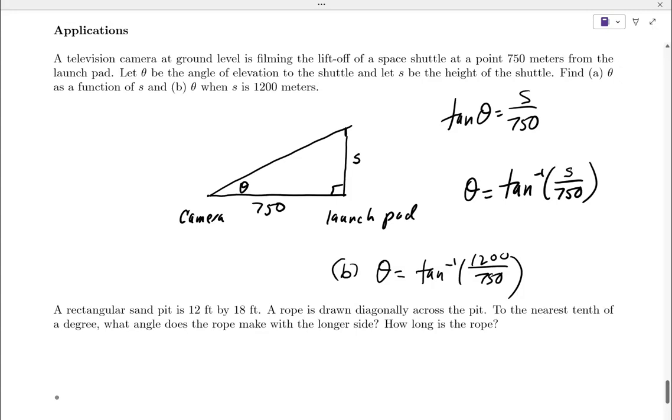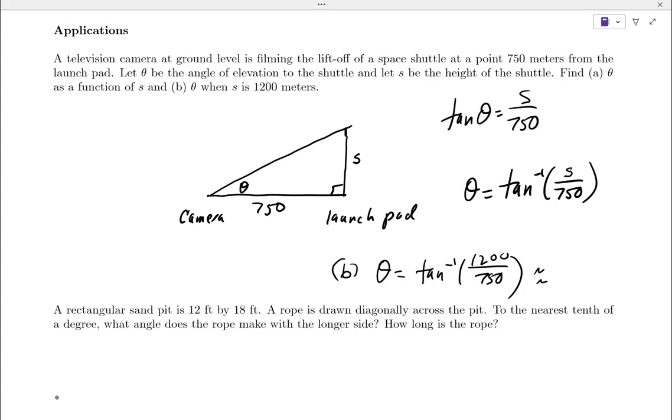Depending on the context of the problems, they may want degrees or they may want radians. Just make sure you have your calculator set in the correct mode for what it's asking for. Based on the second example here, it says degrees. So let's go ahead and do this in degrees. I will ask you this, though, before you type anything into your calculator. Since the number on the inside is bigger than 1, 1,200 is definitely bigger than 750, will the angle you get out be less than or greater than 45?